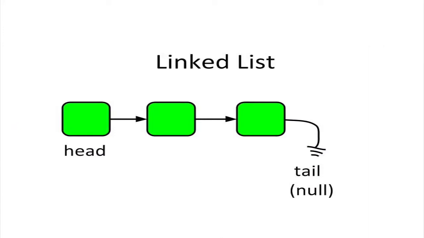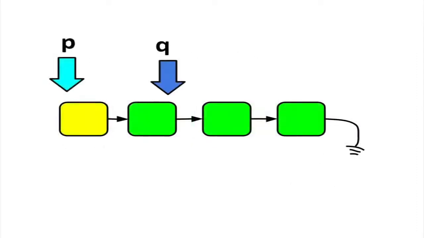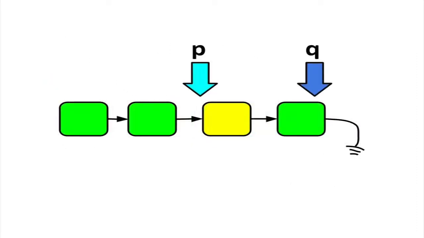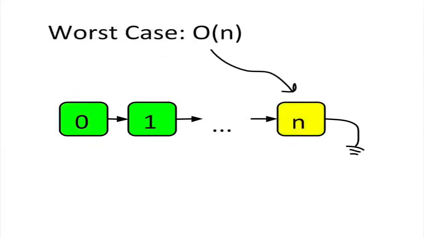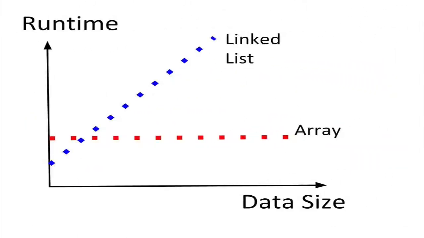Looking up elements in a linked list is a lot less efficient. You can't just directly access any node in the list. Instead, you have to traverse down the list until you find it. If the item you're looking for is at the front of the list, it's an O(1) operation. If it's at the end, it's an O(n) operation, where n is the total number of nodes in the list. So you can see that a linked list is horribly slow compared to an array.